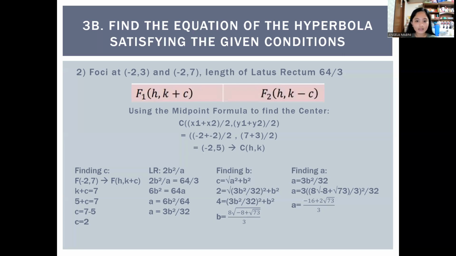And ngayon na nakuha na natin yung value ni b, pwede na natin ngayon kunin yung true value ni a by substituting itong nakuha nating value ni b kay 3b square over 32. And ang nakuha nating value ni a is equals to negative 16 plus 2 square root of 73 all over 3.